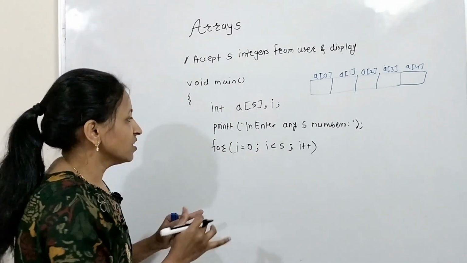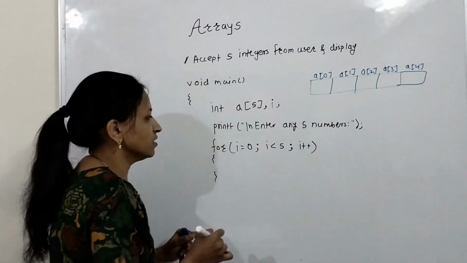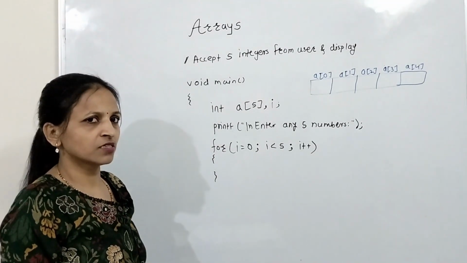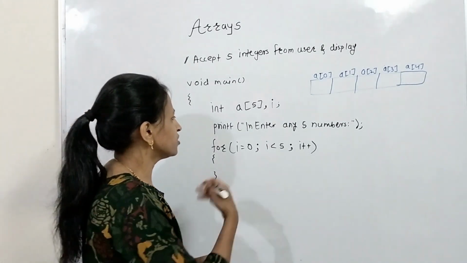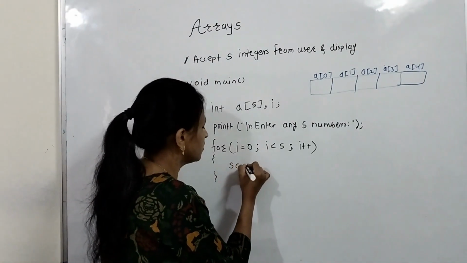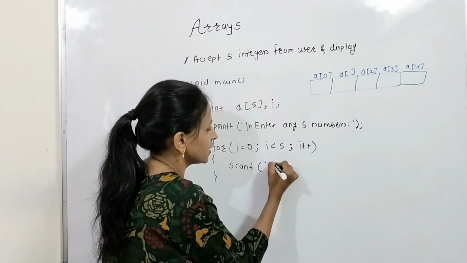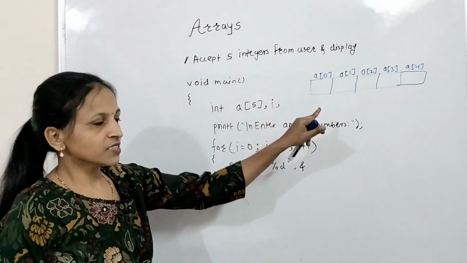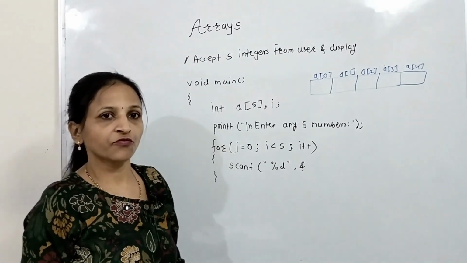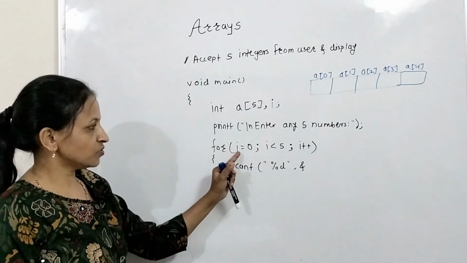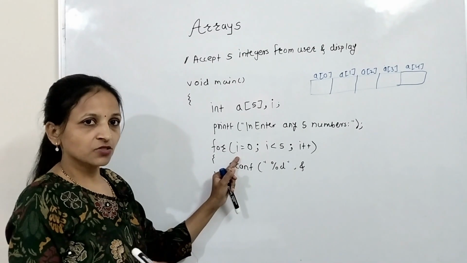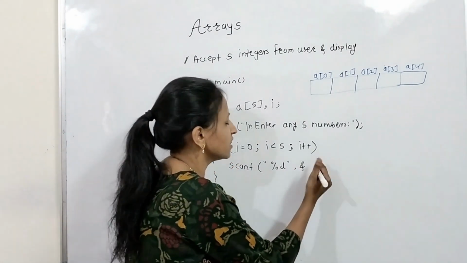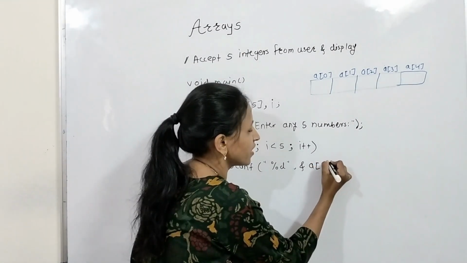Getting? Now see what to be done. That many times we have to accept numbers from user. This is our requirement. That's why we will put scanf here. Now scanf %d comma ampersand. The first element will be a of 0, then a of 1, then a of 2. Then we can access using i. We can access all those individual elements like a of i. That's why here we will write ampersand a of i.